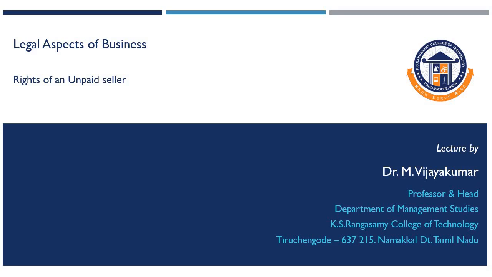Before getting into the subject, let us see who is called an unpaid seller. In the contract of sale, the buyer and seller are involved. The seller offers a good to a buyer, and the buyer accepts, and he has to pay for that. If a buyer is not paying the due money to the seller, then the seller is called an unpaid seller. Let us see the rights of an unpaid seller.